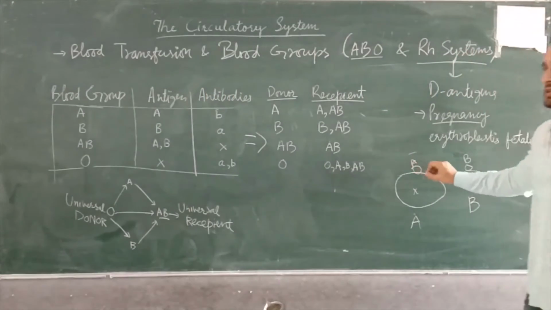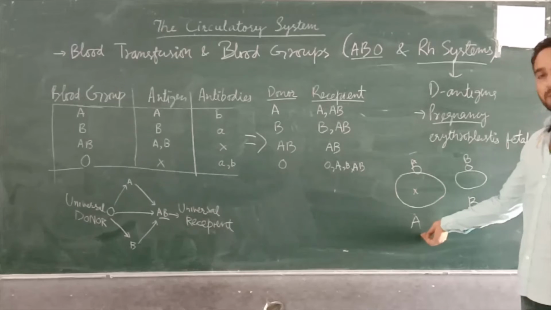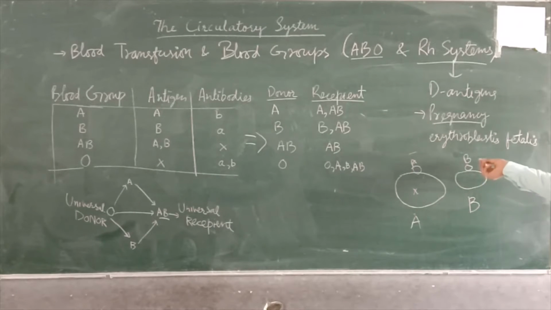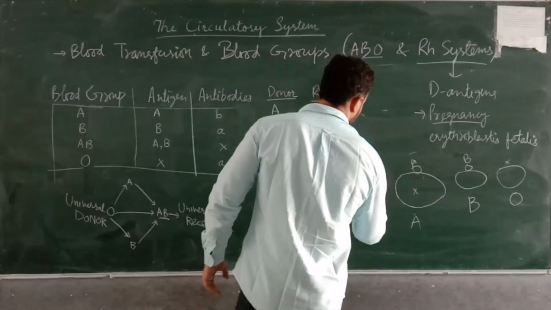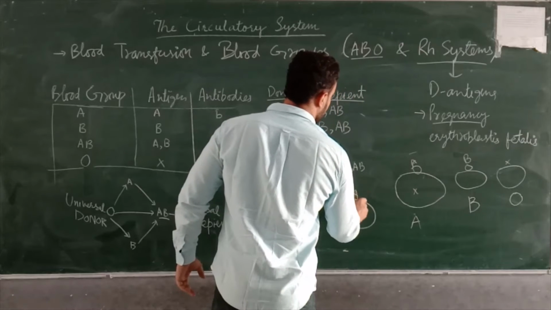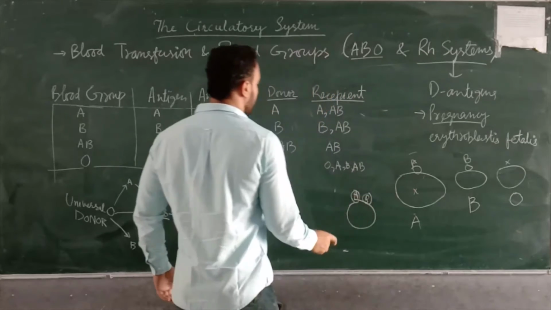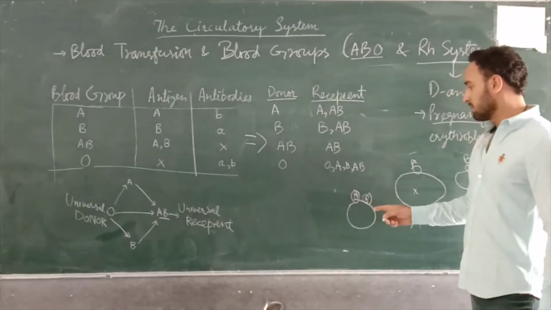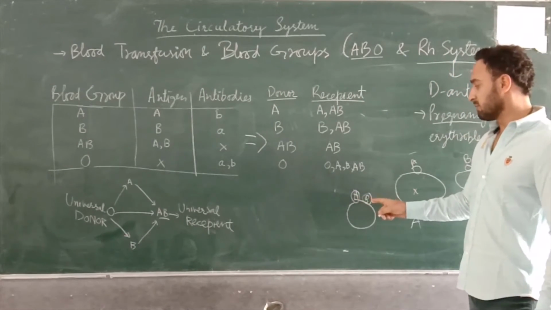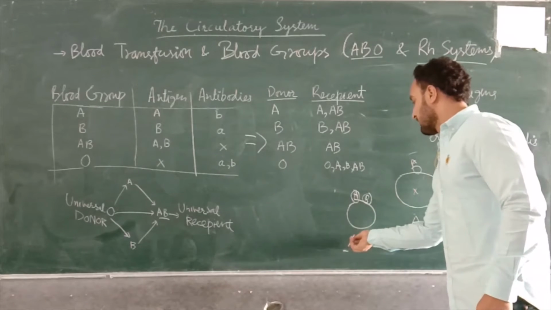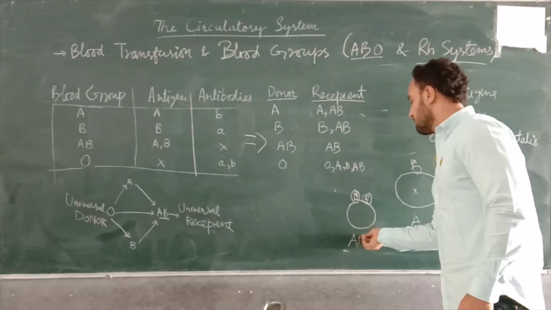So if the person has antigen A present on the surface of RBC, the blood group is A. If the person has antigen B present on the surface of RBC, the blood group is B. And if the person does not have any antigen on the surface, the blood group is O. And if the person has both antigen A and antigen B on the surface of RBCs, the blood group is AB.